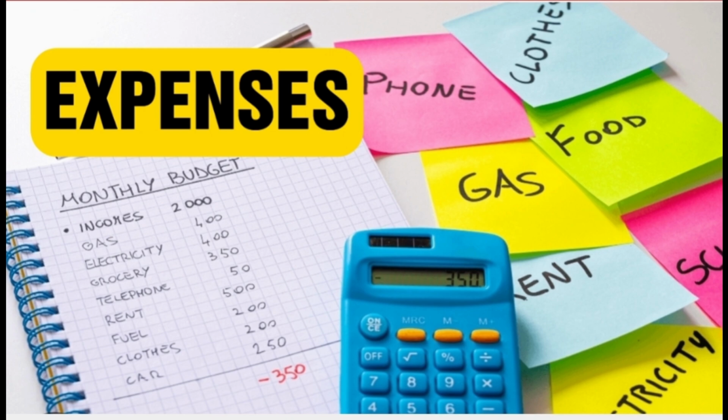Finally, she reviewed her occasional expenses. These were the costs that did not happen every month. They came only once in a while. Sometimes she needed to buy new school shoes for her younger brother, which happened maybe twice a year.